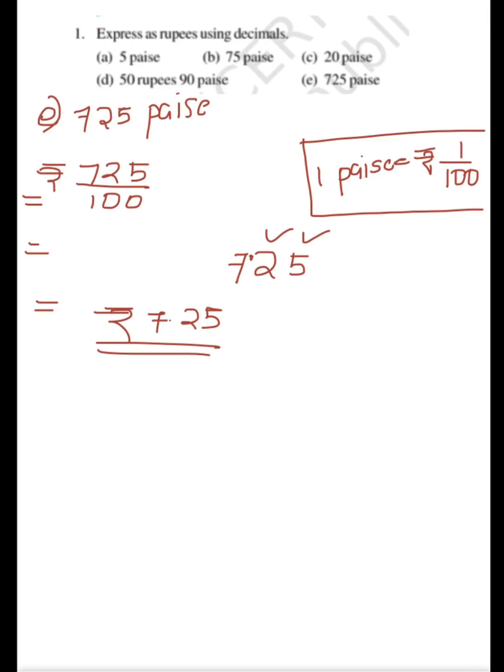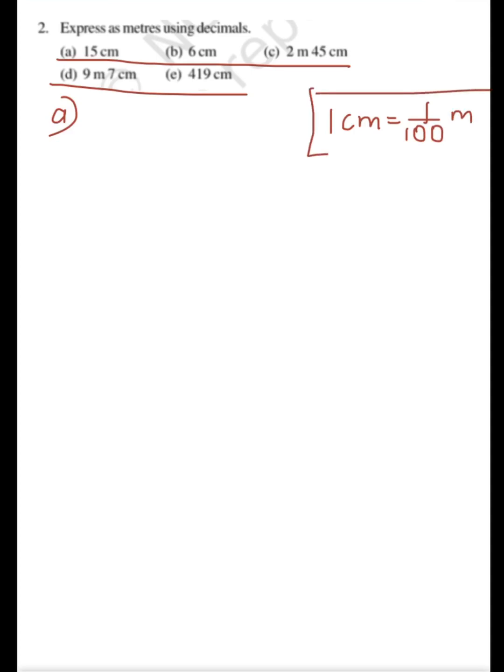Now let's see the second question. The second question is: express as meters using decimals. You have to express it in meters. For that you have to first identify that every question here is given in centimeters. So you have to identify the relation between centimeter and meter. You know that 1 centimeter is equal to 1 by 100 meter.